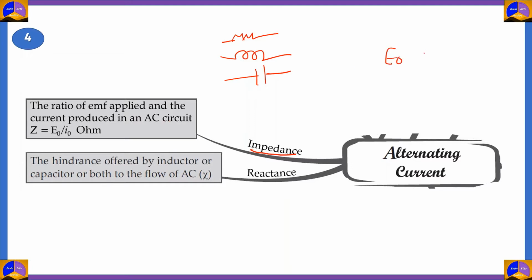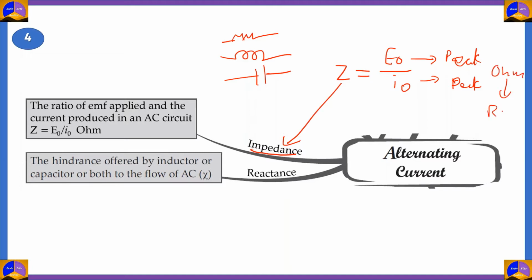So E naught, which is essentially potential difference. EMF is always potential difference, even though the expansion is electromotive force, divided by the I naught. So these are both peak values. Peak voltage, peak current. The quantity of peak voltage divided by peak current is represented as Z, and Z is known as impedance. And it's also measured in ohms, which is also the unit of resistance, that is R.